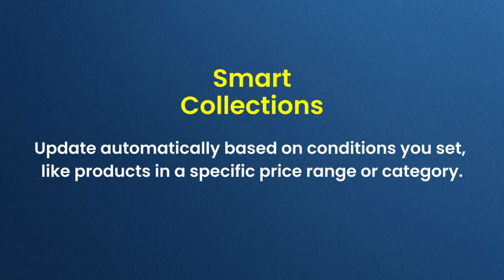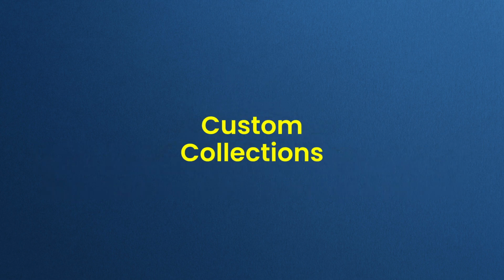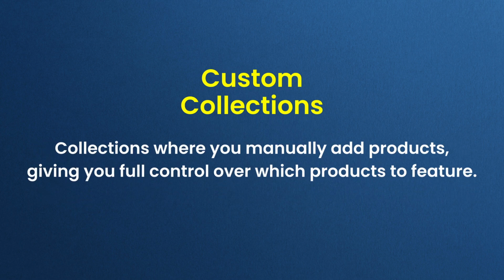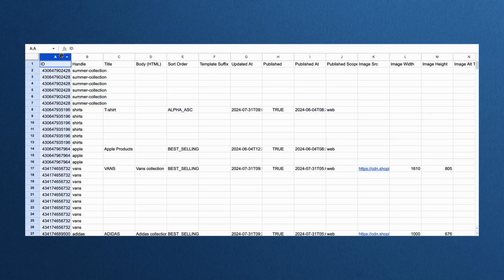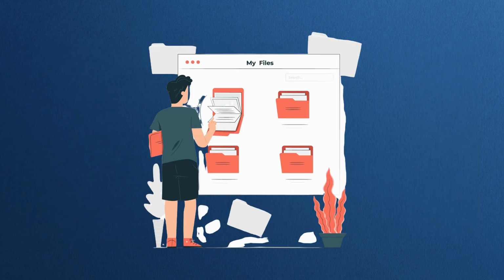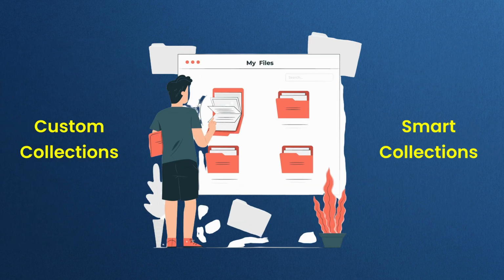You set conditions like products under $50 or winter collection, and Shopify updates them for you. Custom collections, here, you're in control. You manually pick which products go in, perfect for seasonal promos or curated collections. With StoreRobo, you can easily filter what you want to export, select specific columns, and organize your data however you like, whether it's for custom collections or smart collections.